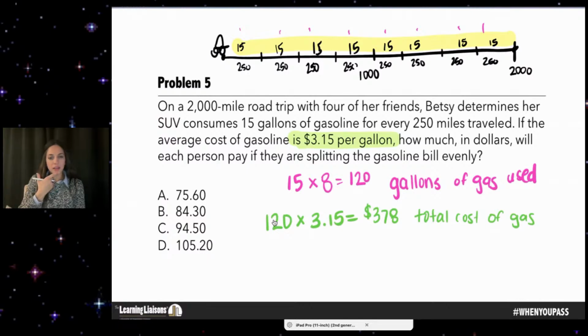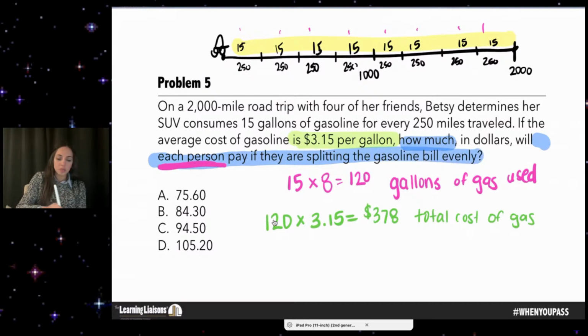Now what? The question asked, how much will each person pay if they split the bill evenly? Each person. So 378 divided by what?